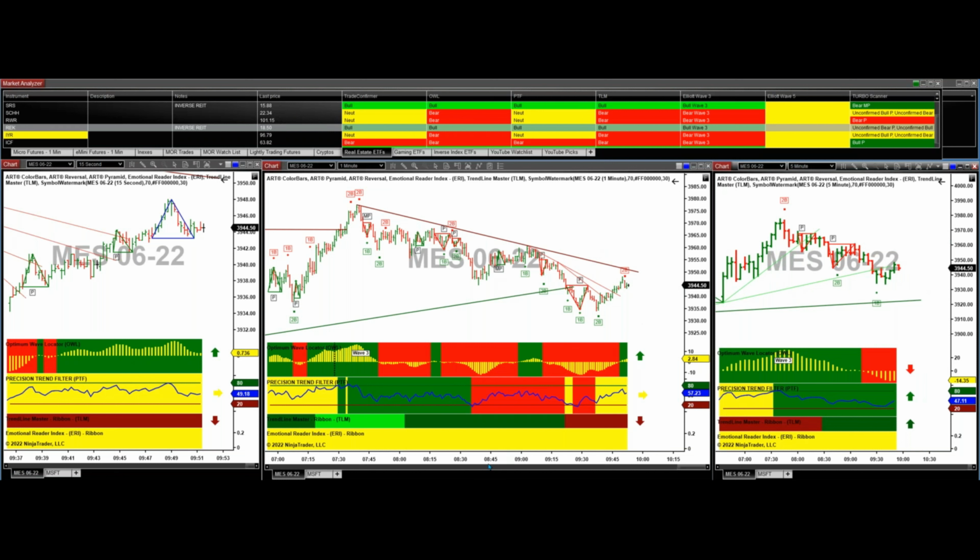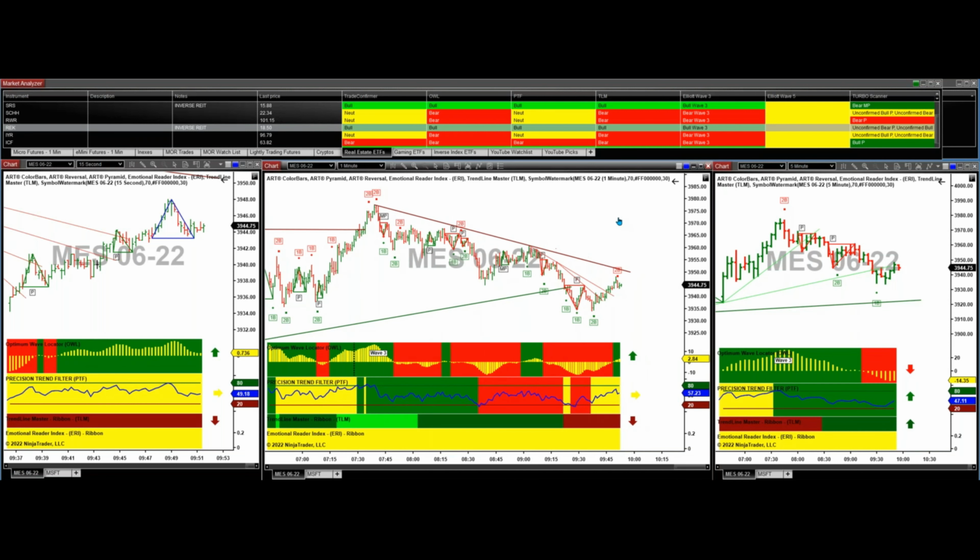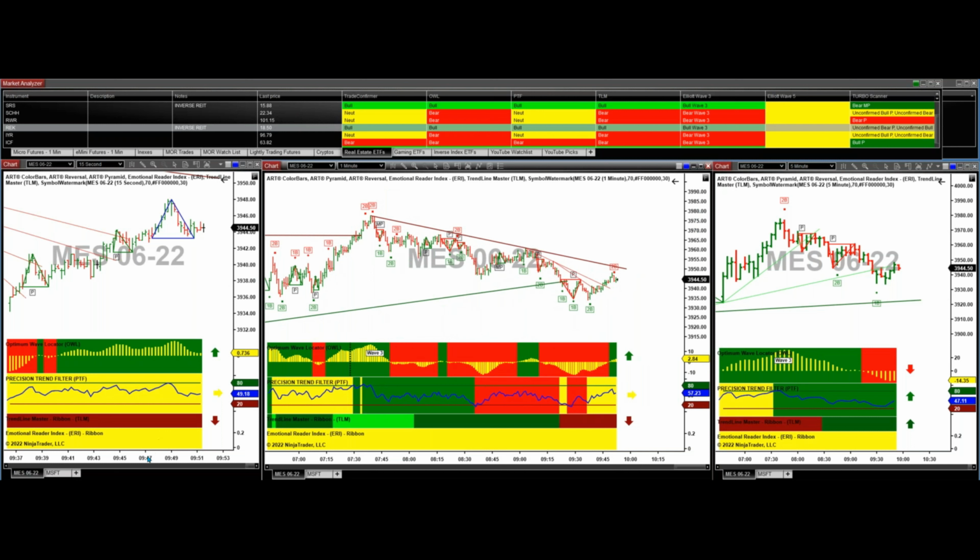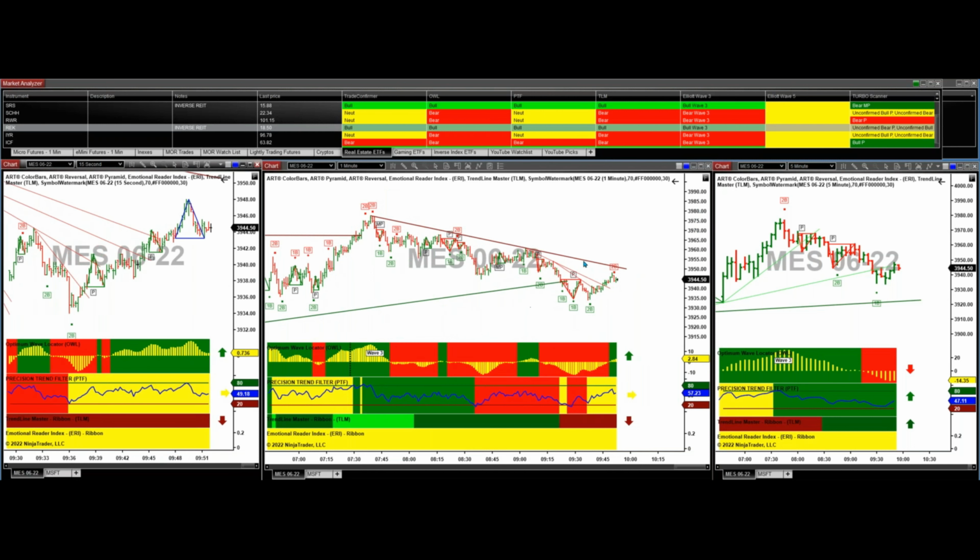Now, I do tell people if they have a tendency to be compulsive and they really have a hard time, trade an even shorter time frame. It'll keep you busier more often, but you're still waiting for the right setup. So it's kind of interesting.